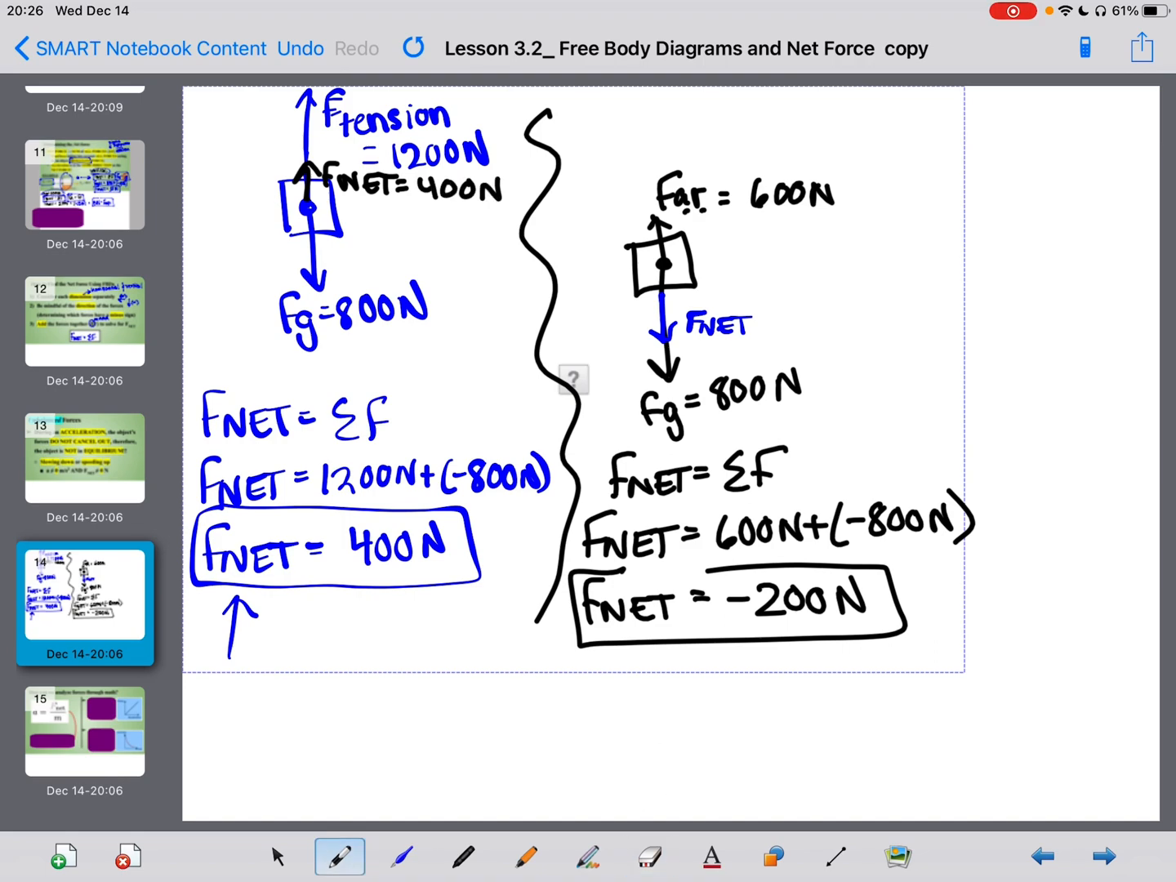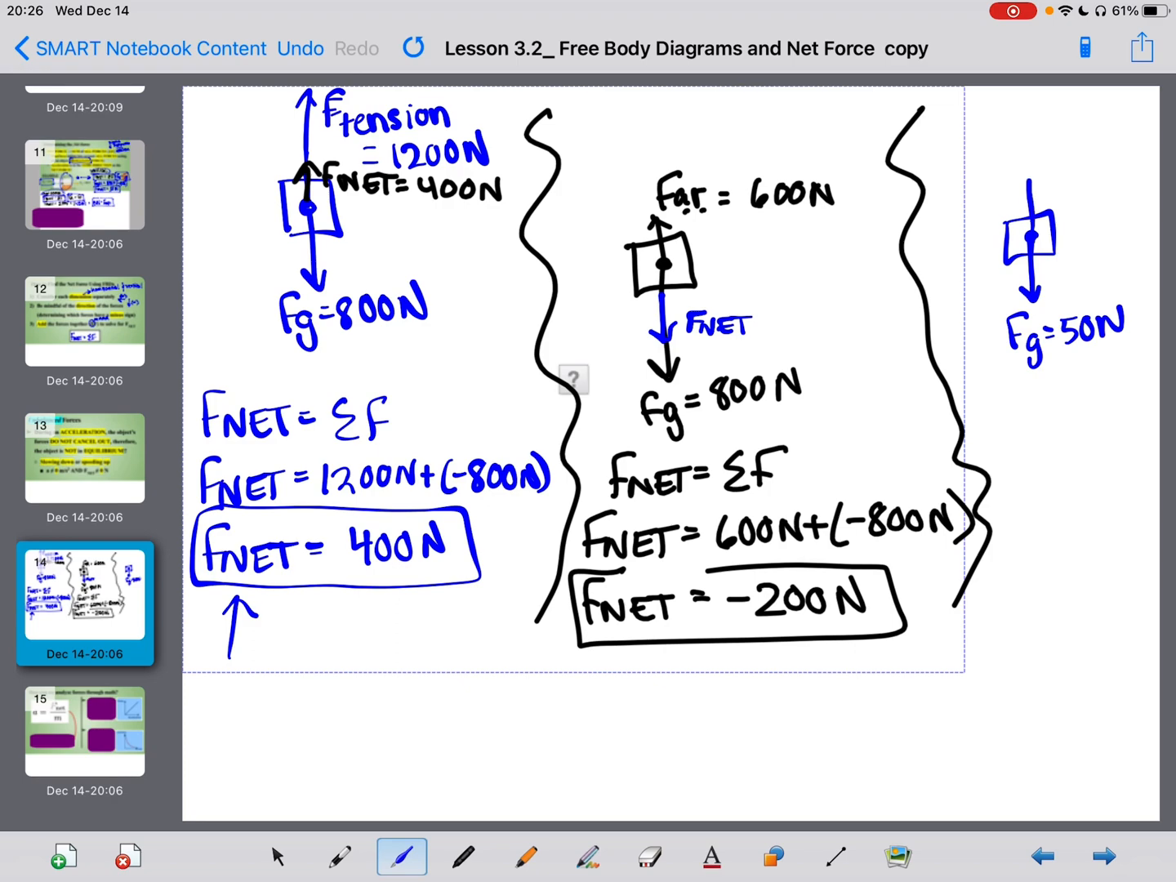Last example. So I have this box. This might seem a little tricky, but I promise it actually is a lot simpler than we think. So I have 50 newtons for the force of gravity. My normal force is also 50 newtons. And I have this force of friction, and that's 20 newtons. Same thing, but now we have two dimensions going on. I have the x and the y, vertical and horizontal. So I say F net equals sigma F.